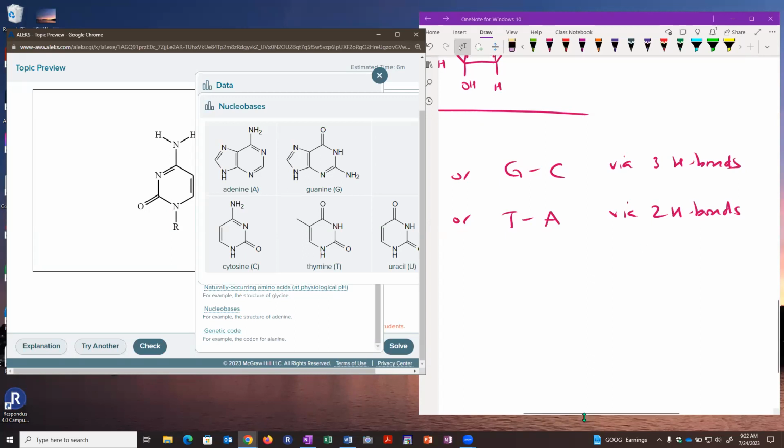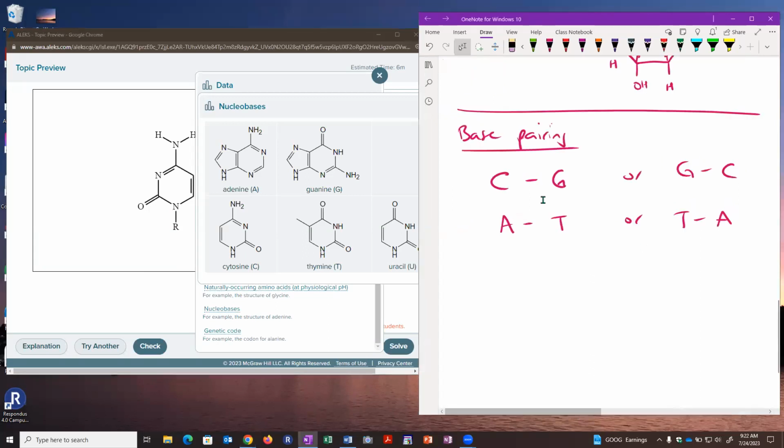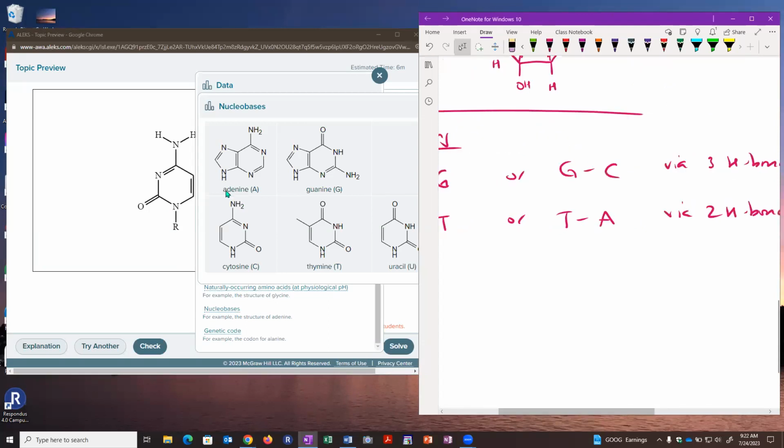What does cytosine pair up with? Well, it pairs up with guanine, G. So we need to find the guanine structure and draw that over here on the left. There's guanine, draw it on the left side, and we're going to connect them via hydrogen bonds. So what is that going to look like?